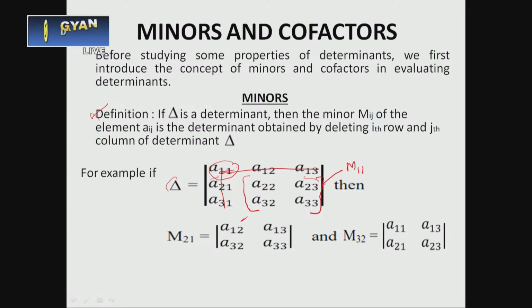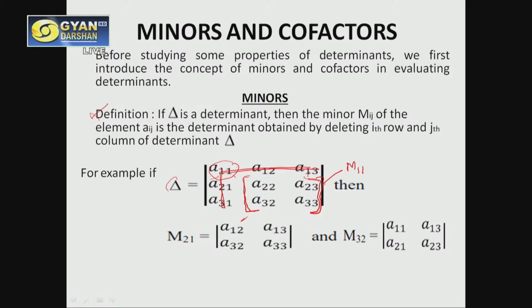So firstly we remove the first row and first column, and after removing this we are remaining with these elements, that is A22, A23, A32, A33. So this is nothing but minor M11.